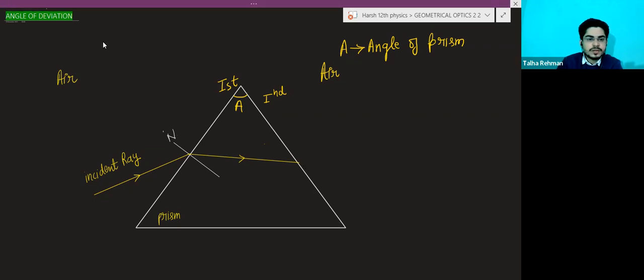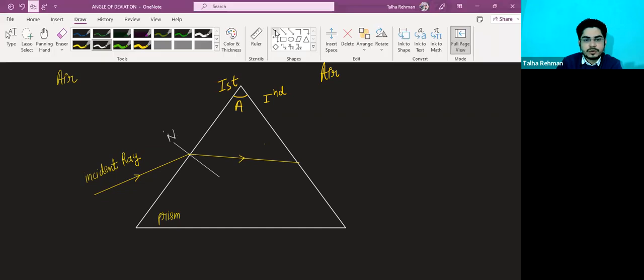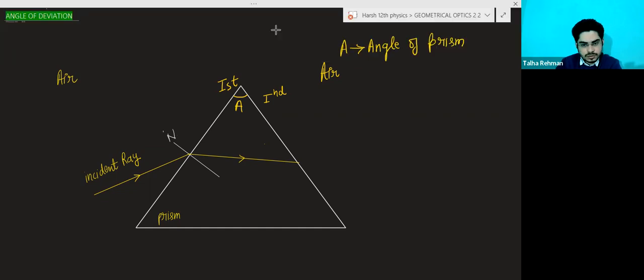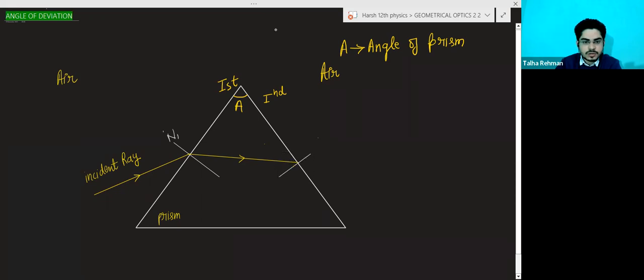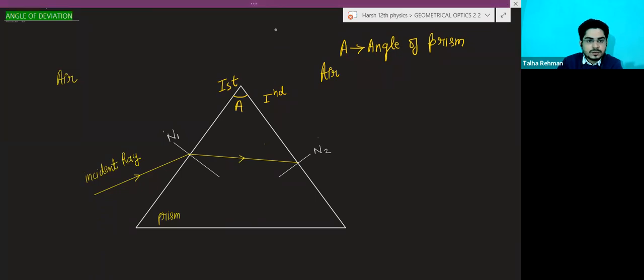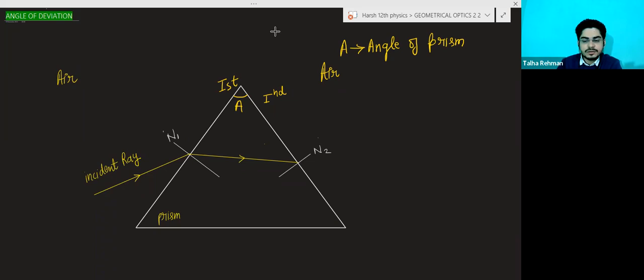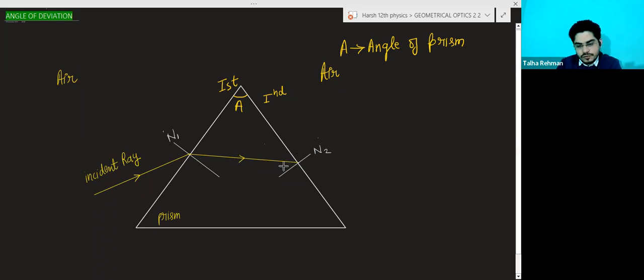So for that, we will draw the normal again. I am drawing the normal here. This is another normal. Suppose this is normal N1 and this is normal N2. This time, can you tell me, will this ray of light move away from the normal or towards the normal?